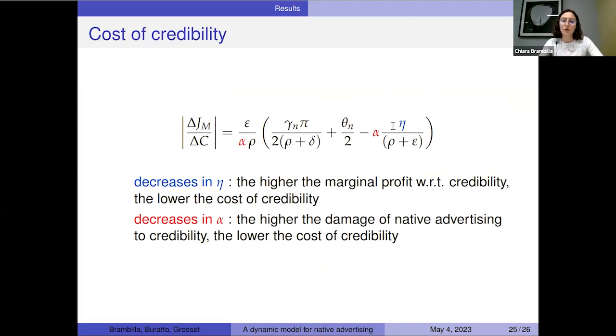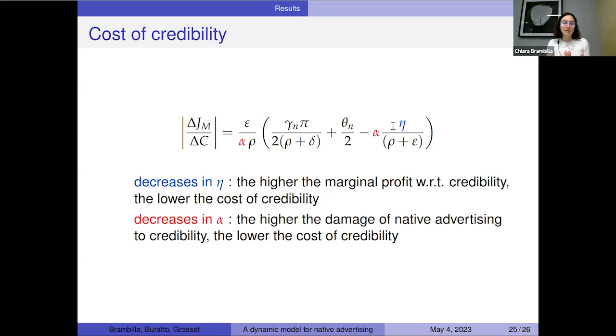And this happens because, of course, the higher the marginal profit for the media outlet related to its credibility, the lower is going to be the cost of credibility, while it decreases in alpha because the higher the damage to credibility due to native advertising, the lower is going to be this cost of credibility. So just to sum up, what we have obtained is that we have analyzed a Stackelberg differential game, where there is a firm investing in advertising, acting as the follower, and the media outlet publishing advertising, acting as the leader. And the media outlet has to consider a trade-off between gaining profit through native advertising and a consequent loss of credibility due to native advertising.